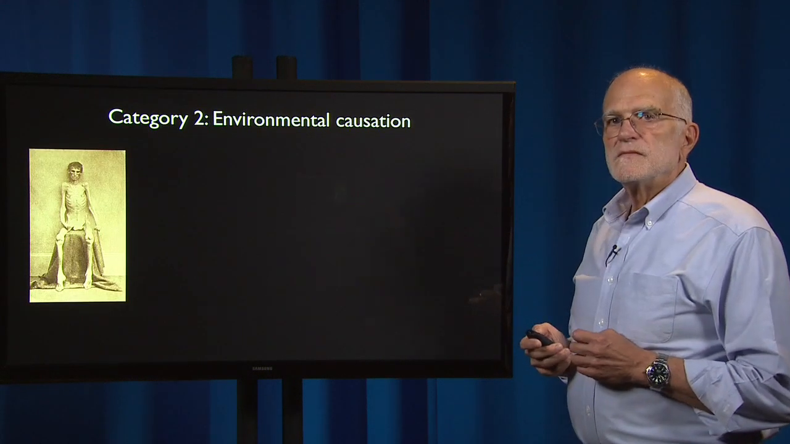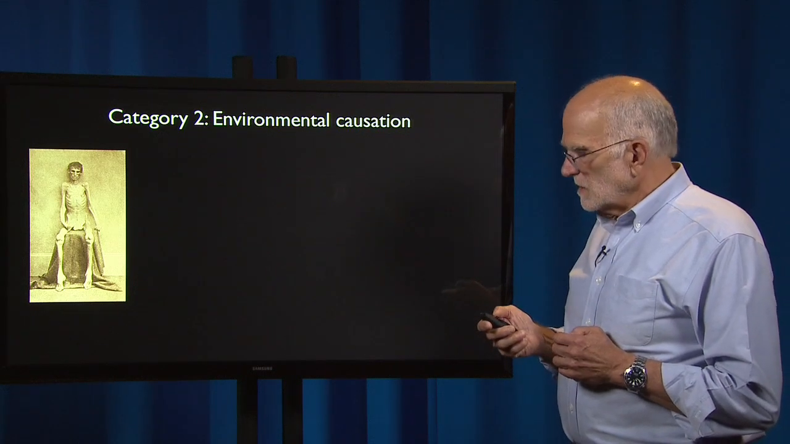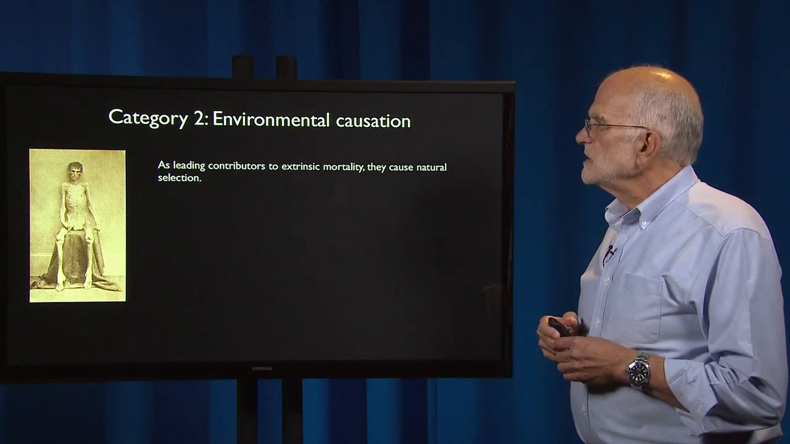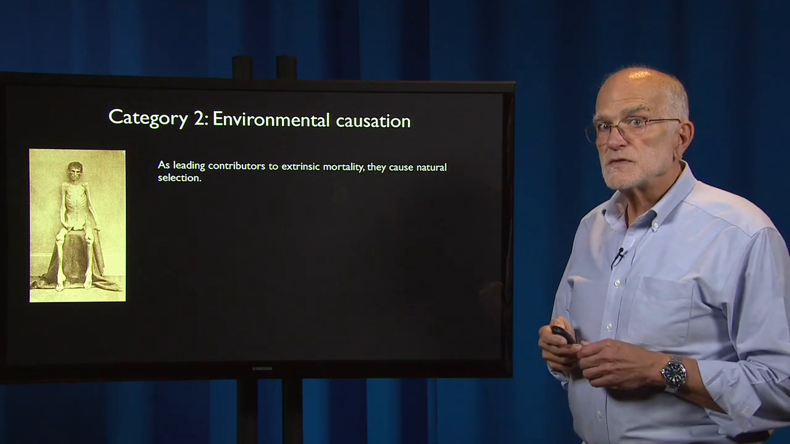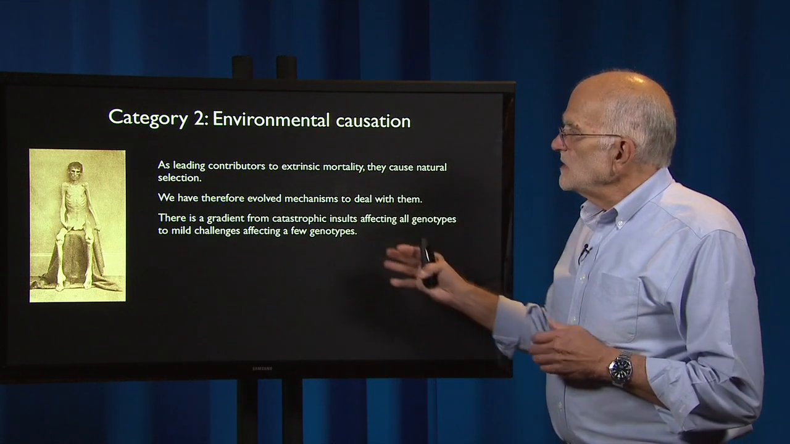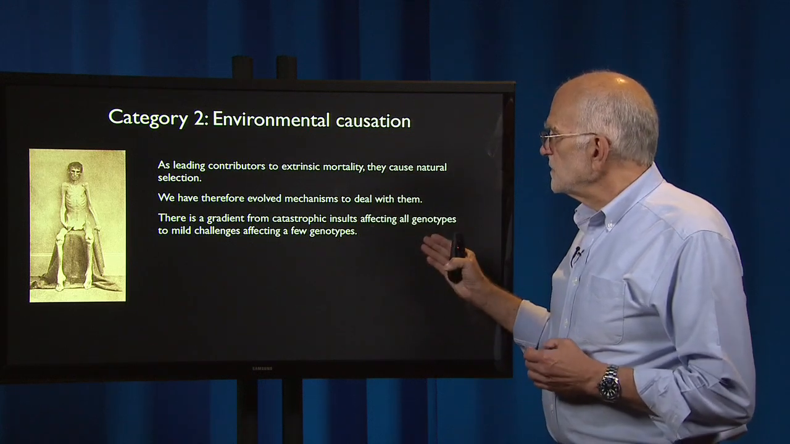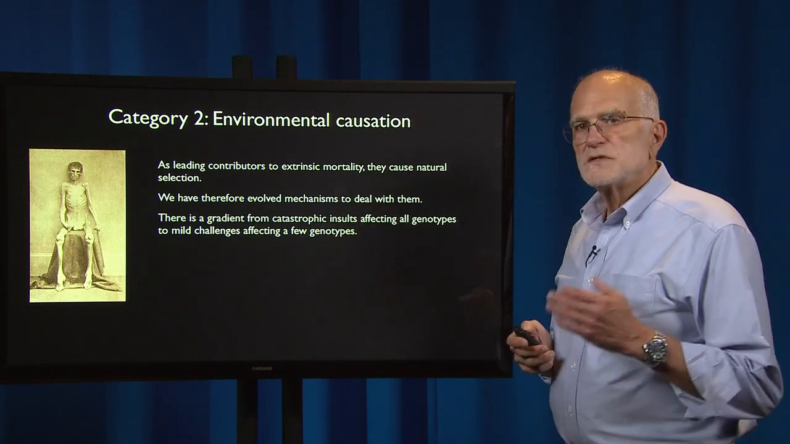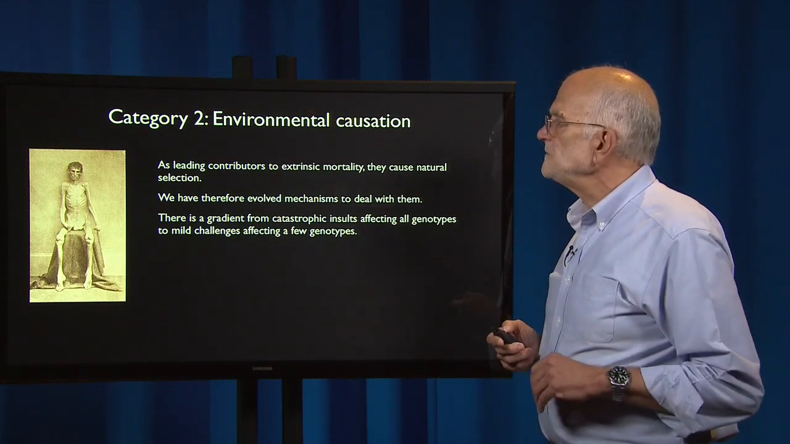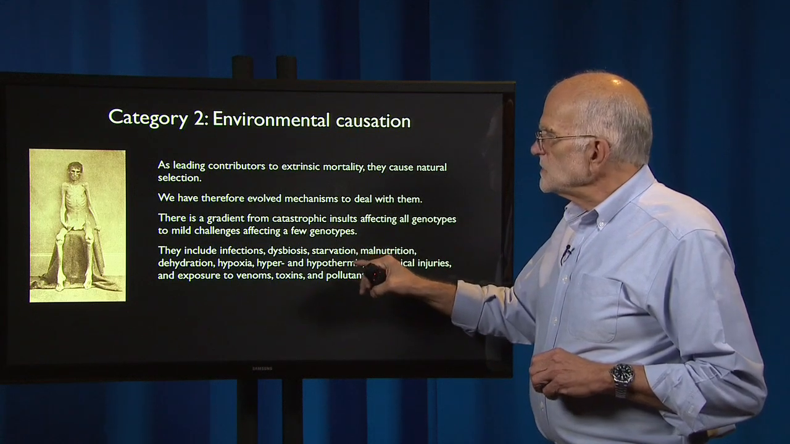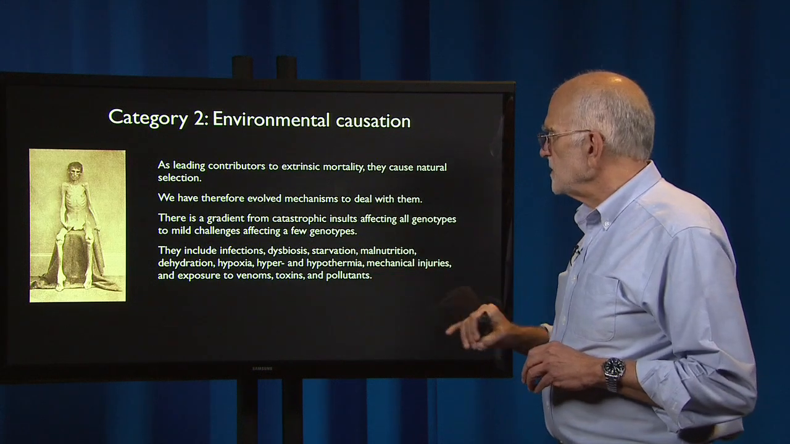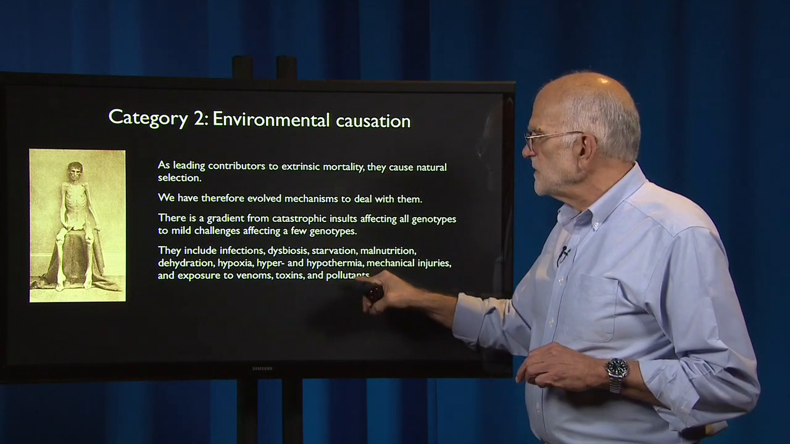Category 2, environmental causation. As leading contributors to extrinsic mortality, the environmental causes are driving natural selection. We have therefore evolved mechanisms to deal with things like this. There is a gradient going from catastrophic insult that affects all genotypes to mild challenges that just affect a few genotypes. That evokes that first explanatory gene by environment slide. They include infections, dysbiosis, starvation, malnutrition, dehydration, hypoxia, hyper and hypothermia, mechanical injuries, and exposure to venoms, toxins, and pollutants.